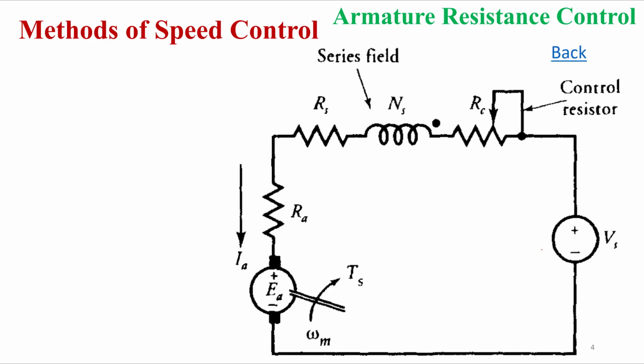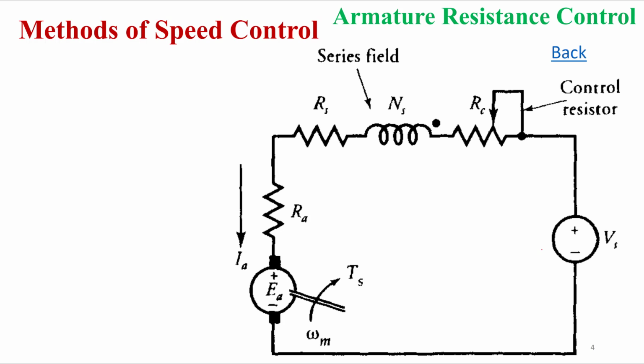One is armature resistance control, or we can say armature control, and the other one is your field control. So through armature control we can get the speed control below the rated speed. We cannot achieve the speed above the rated speed. But in case of field control, we can achieve the speed beyond the maximum speed or the rated speed. Already you might have seen this, those who have performed these experiments, right?